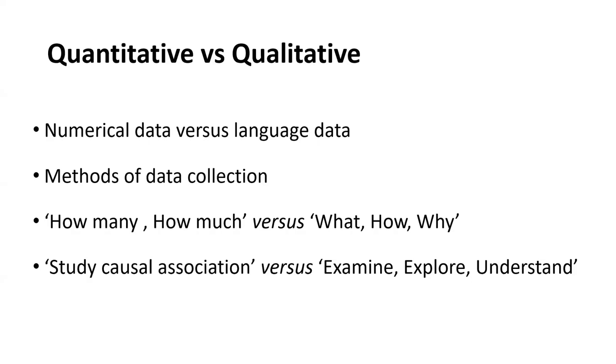In quantitative research, we are interested in how many and how much, the answers to these questions, while in qualitative research, we are more interested in what the reasons are, how things are happening, and also why a particular thing is happening or why certain perceptions are there. So in quantitative research, it is the causal association which would be of prime importance, while in qualitative research, we are interested in examining, exploring, or understanding a phenomenon. So we should be very clear.